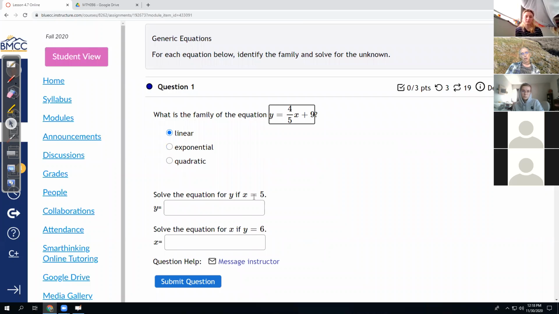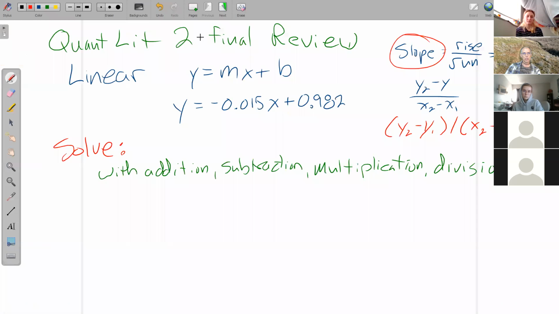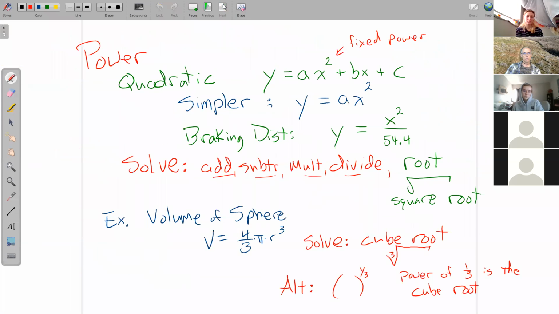Then we have two different parts. We're given an x value to plug in to see what happens. Then we're given a y value to plug in and see what happens. So I'm just going to show you how I would write that down. Get to the right page here.